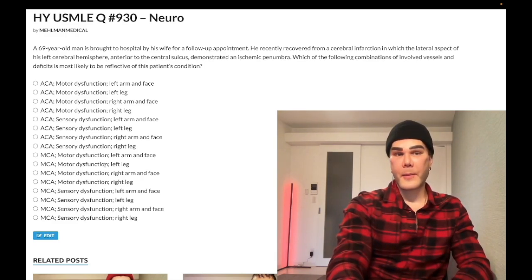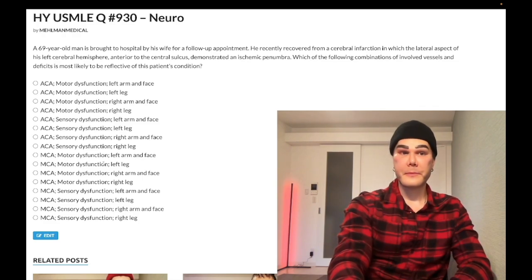And another way to remember that motor is anterior, sensory is posterior, is that this carries through to the spinal cord. If you think about the anterior roots, horns, which is motor, and then posterior, dorsal roots, horns, that's sensory. So we're looking at MCA and motor dysfunction. Now, are we affecting the leg versus the arm and face?